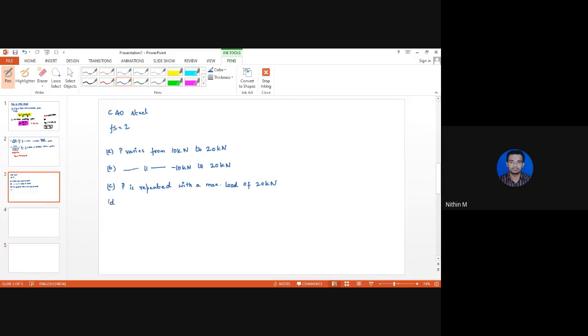And lastly, case D, P varies from minus 5 kilonewton to 20 kilonewton. These are the probable cases that are given. I will draw the component as well. You copy it down.